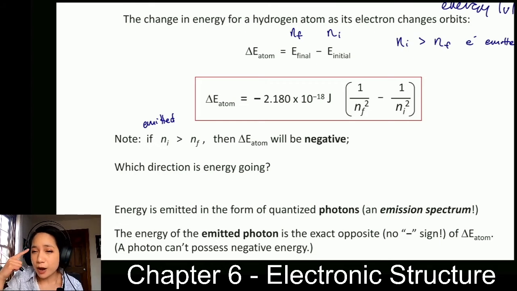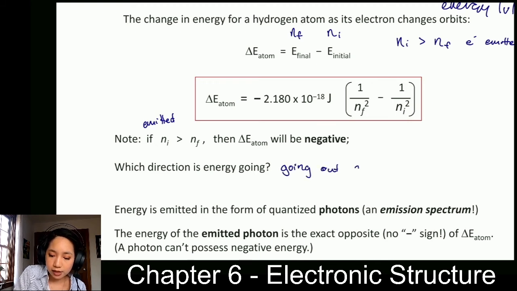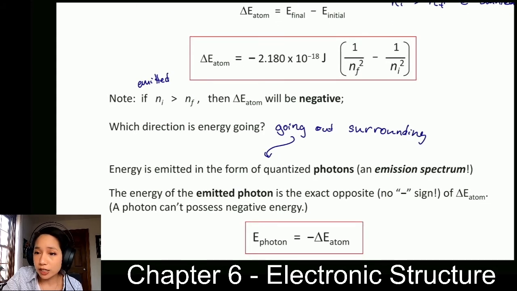So again, let's think about what that negative value means in terms of energy. If it's a negative value, that means energy is being released, like an exothermic reaction. So which direction is energy going? It is going out to the surroundings. So this makes sense because an electron is emitted in the form of a photon. Since a photon is being emitted, energy is going out into its surroundings. That's why we call it an emission spectrum, because energy or photons are being emitted.